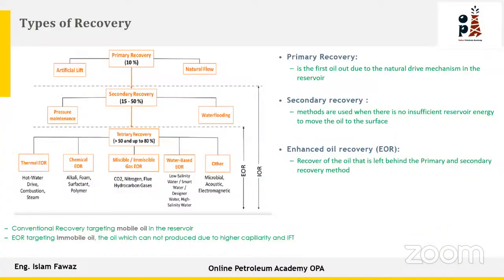Also, we'll go through the types of recovery. We have many stages for the recovery of a field, starting with primary recovery. Primary recovery means the first oil comes to the surface by the natural energy that the reservoir has. After primary recovery, we implement secondary recovery, and this method is mainly to apply artificial pressure into the reservoir in order to maximize production, like water flooding and pressure maintenance. And then we go to tertiary recovery.